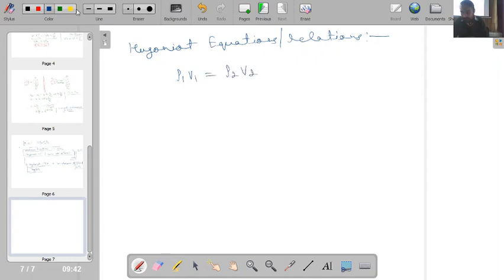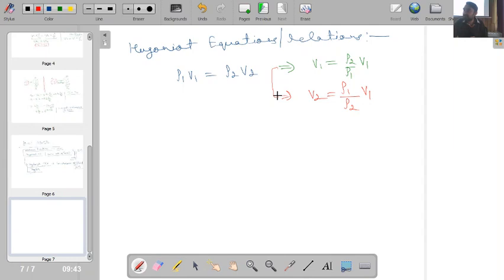Okay, so from this equation I can make two conclusions. First, I can write v1 equal to rho 2 by rho 1 into v2. And second, I can write v2 equal to rho 1 by rho 2 into V1. So these two things I can write from the continuity equation.